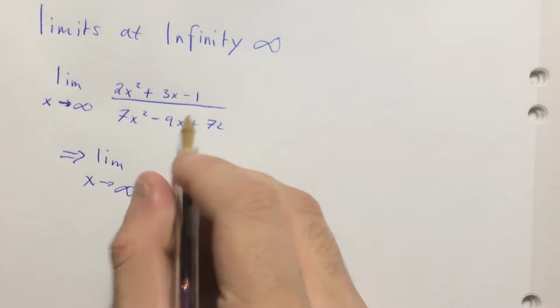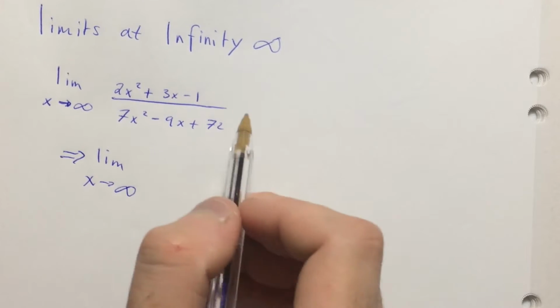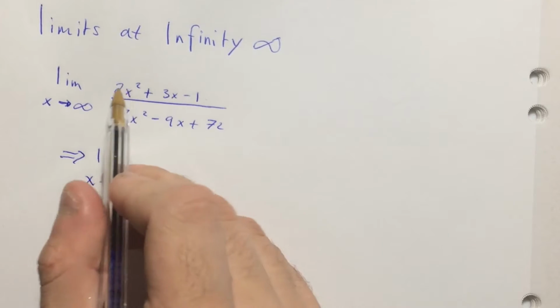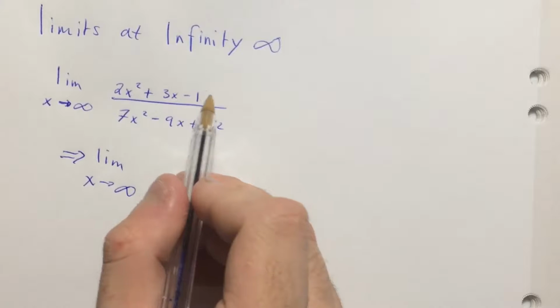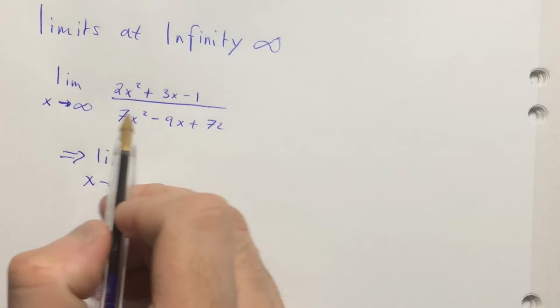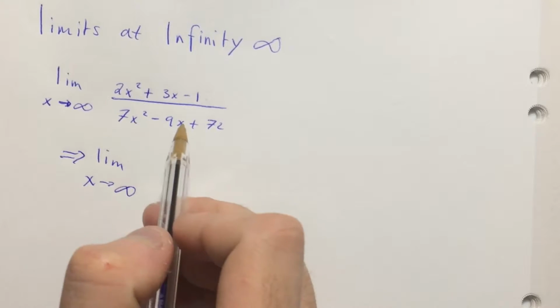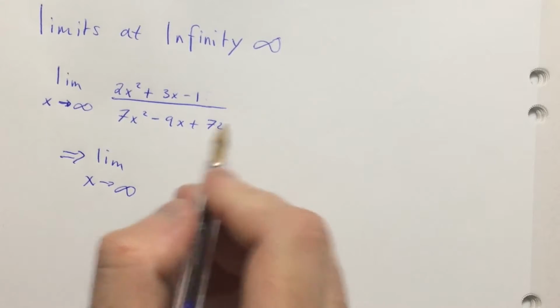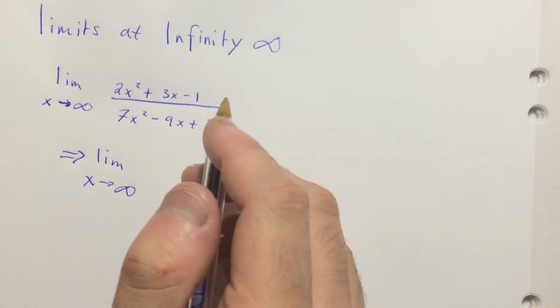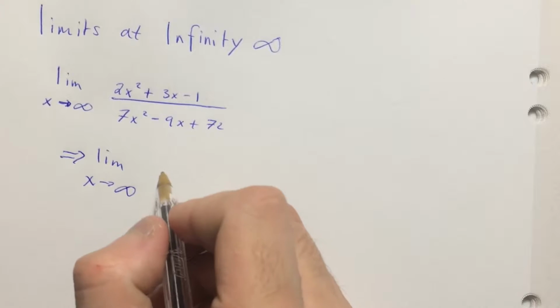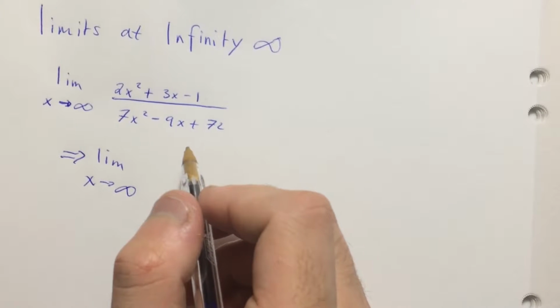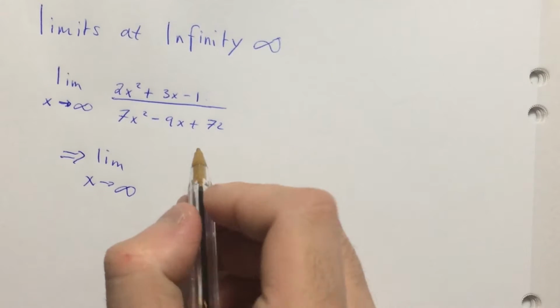Now what you do, you recognize the highest power term in the whole thing. You look at the numerator and you're like x squared, x to the first, x to the 0. Alright, x squared's the highest. And let's look at the denominator, x squared, x to the first, x to the 0. Oh, x squared's the highest yet again. So you know what that means, right? That means we divide every single term by x squared.